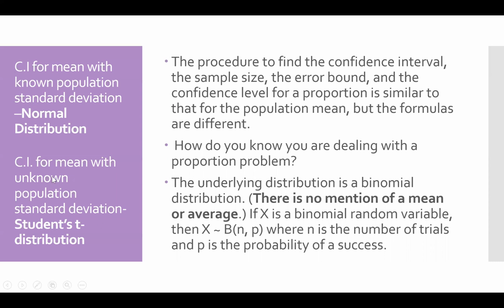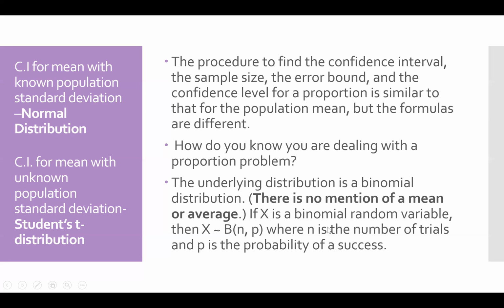I did make a note over here to the side. We do a confidence interval for the mean with the known population standard deviation. We use the normal distribution or a Z interval. When we want a confidence interval for the mean with an unknown population standard deviation, we use the student's T distribution and we would do a T interval. I mention that because when we're dealing with a proportion, the distribution that we use is actually a binomial.